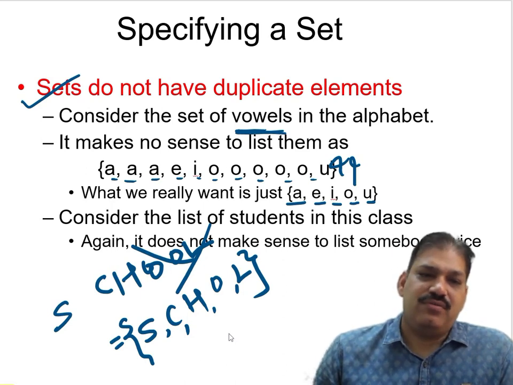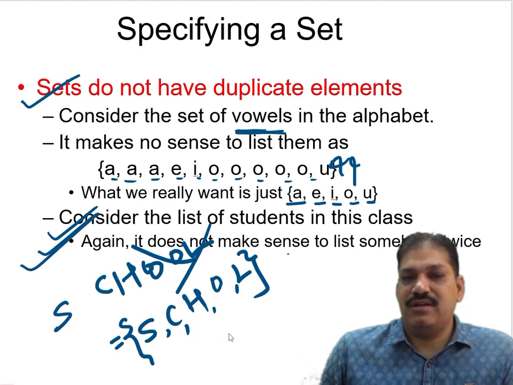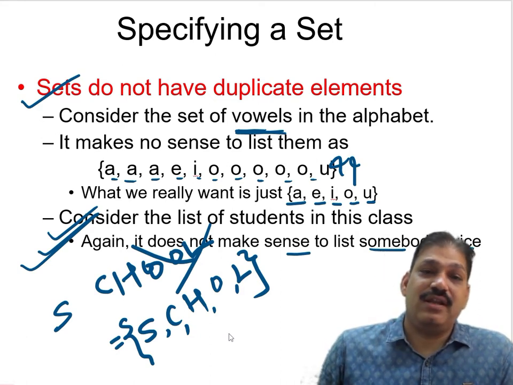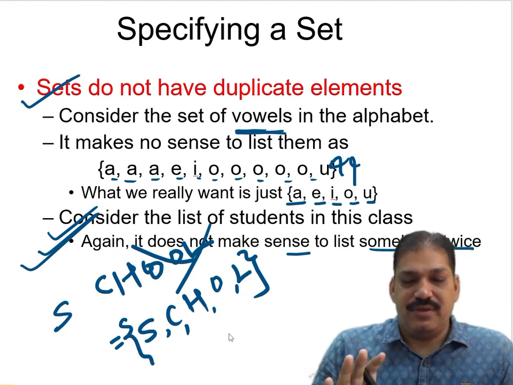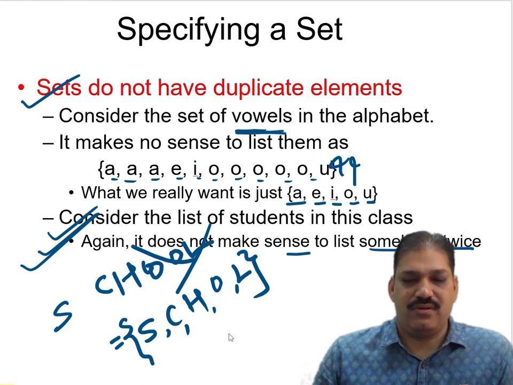Also, if I want to make the set of students in our class, obviously it makes no sense to list somebody twice. So while writing the sets, duplicate elements will not be written, meaning one element will be written once only. All right.